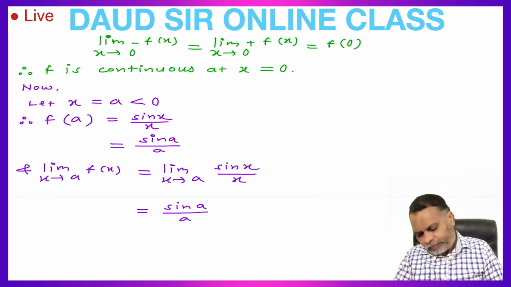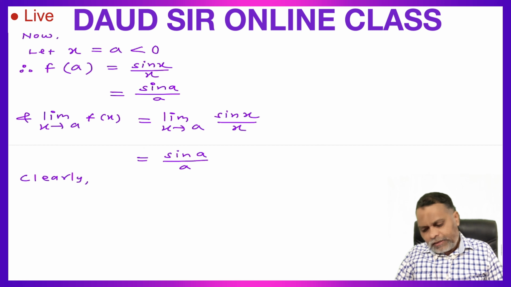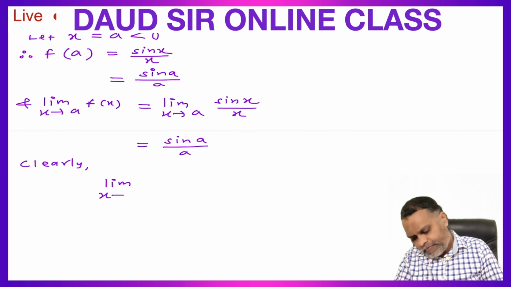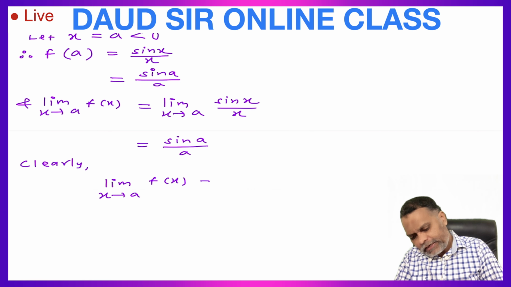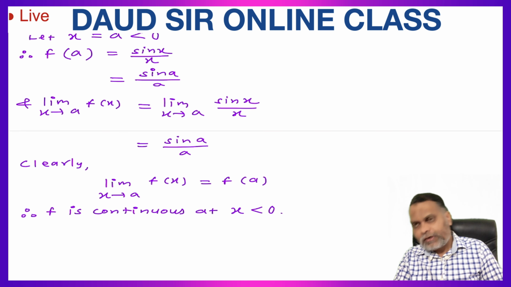Clearly, limit x tends to a, f of x is equal to f of a. Both values are equal. Therefore, f is continuous at x is less than 0.